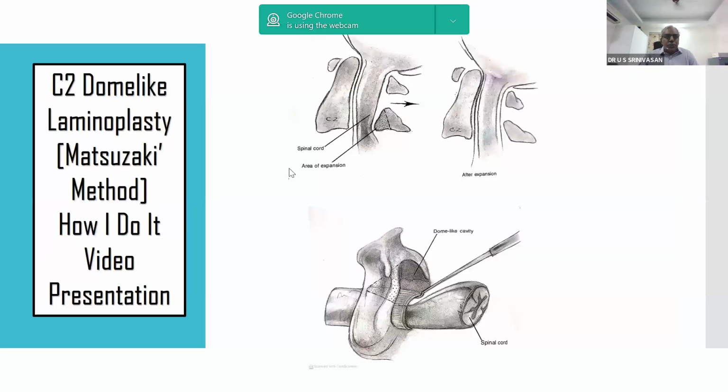Coming to the C2 dome laminoplasty, I decided on this because of the compression anteriorly. This was described by Matsuzaki, known as the Matsuzaki method. As you can see, this is the compression, and the C2 arch is retained, but the anterior aspect of the C2 spinous process is removed, expanding the spinal canal. Normally, the spinal canal diameter at this level is 15 to 20 millimeters. It varies, but in our case, it was only 4.9 millimeters. So only to expand the spinal canal, I decided to do a C2 dome laminoplasty so that it will not create unwanted instability.